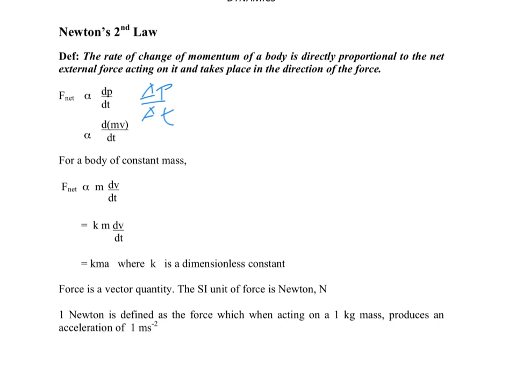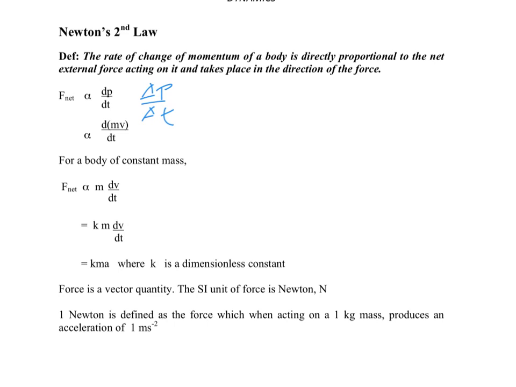How do we get rid of k? It's actually by definition of 1 Newton. You see, 1 Newton is defined as the force when acting on a mass of 1 kg will produce an acceleration of 1 meter per second squared. So the definition, if I substitute 1 here, and my mass is 1, my acceleration is 1, what must my k be? That's how you get rid of the k. That's how you get F net equals to ma.